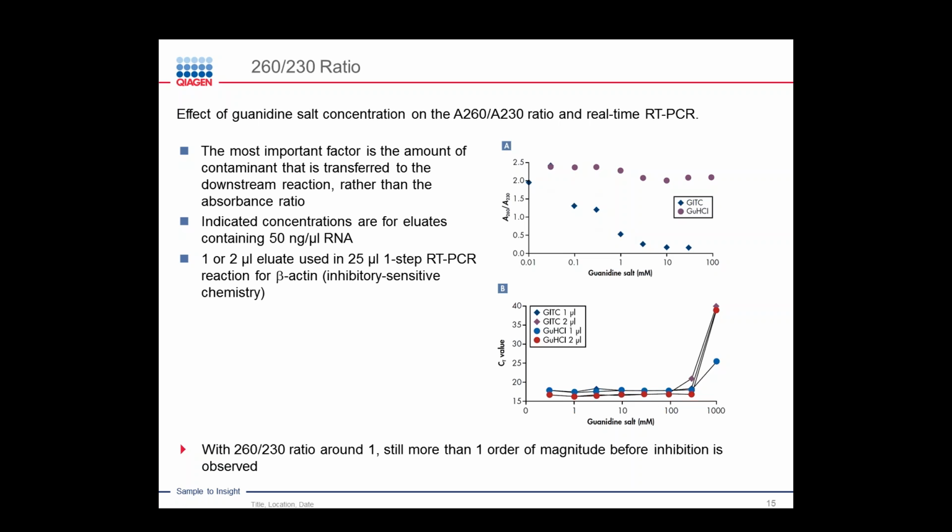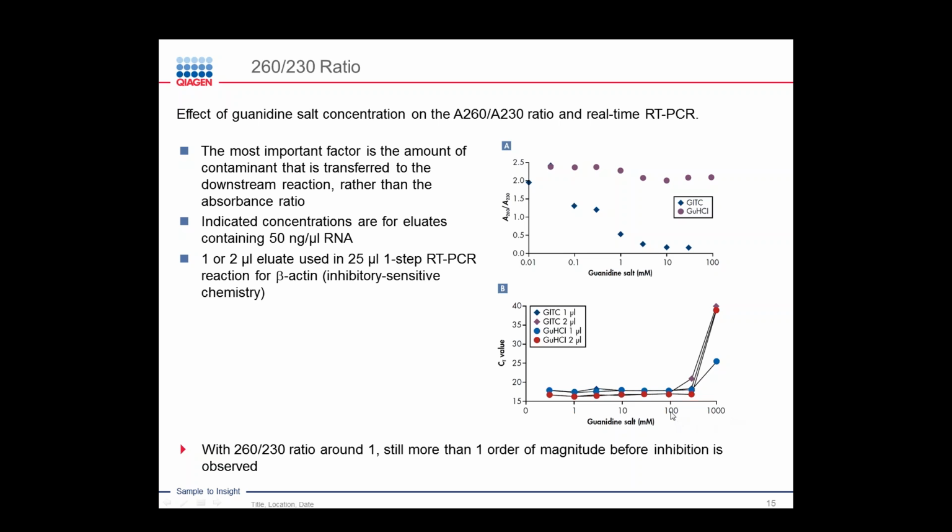But how is the PCR affected by this guanidine salt concentration in the eluate? This is shown in figure B. CT values were obtained from a real-time one-step RT-PCR using a TaqMan gene expression assay for beta-actin and a master mix from a different supplier, not QIAGEN. The reaction volume was 25 microliters and the template was either 1 microliter or 2 microliters of a 50 nanogram per microliter RNA sample containing 0.3 up to 1000 millimolar guanidinium salt.